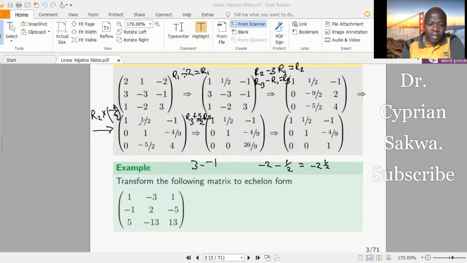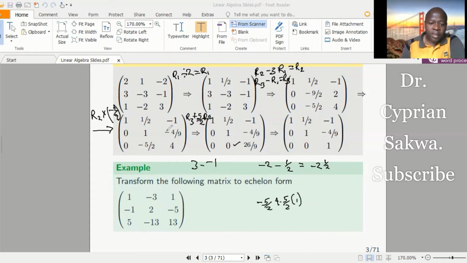So row 1, I just leave it the way it is. I'm only interested in the elements below this leading one. Those are the only elements I'm interested in making zeros. And whatever I'm doing to this element, I'm doing to the entire rows. So -5/2 plus 5/2 of 1 gives me the 0 you're seeing there.